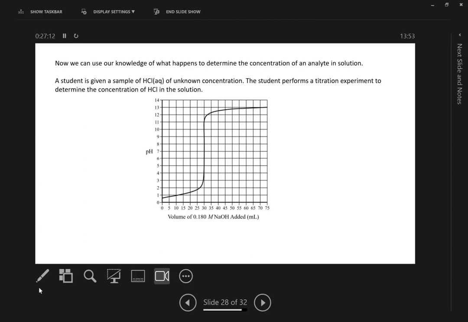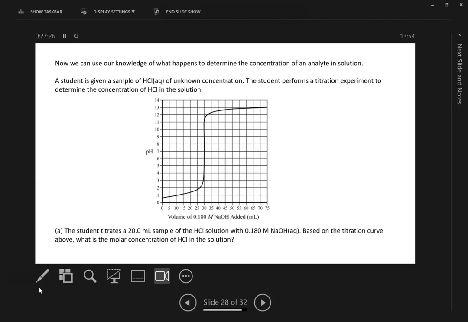You can see she's adding 0.180 molar sodium hydroxide, and she gets a pH curve that looks like this. What can we get out of this? Okay. So part A, the student titrates a 20 milliliter sample of HCl with 0.18 molar NaOH. Based on the titration curve, what is the concentration of HCl? How in the world do we do this?